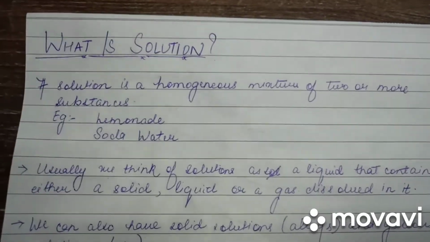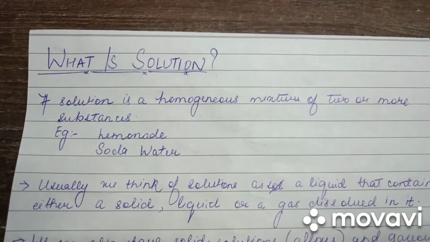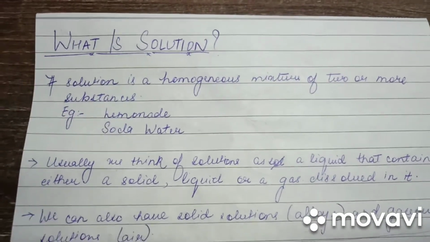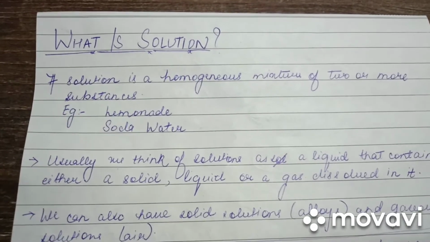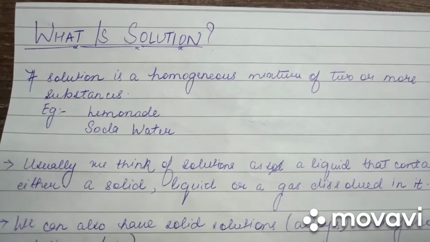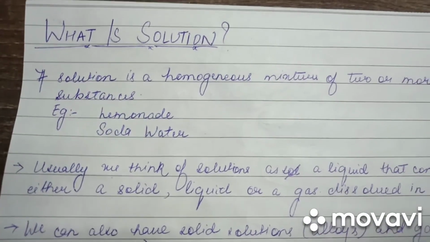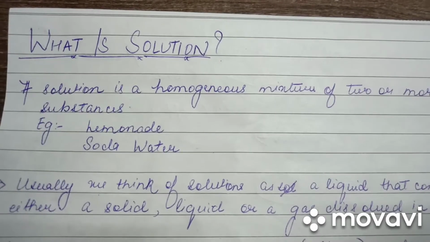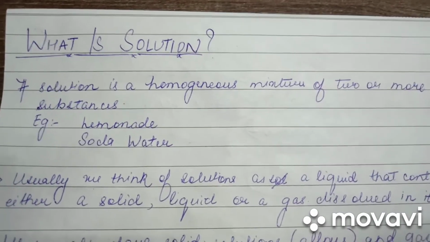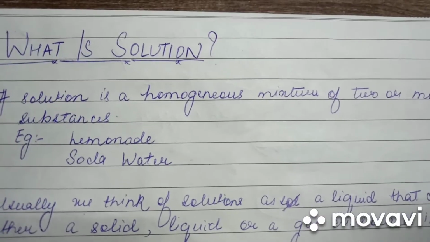In our previous video, we discussed what are substances and types of mixture. Now we shall be discussing different types of solutions. A solution is a homogeneous mixture of two or more substances. For example, we have lemonade and soda. We studied homogeneous mixtures are those having uniform composition throughout.